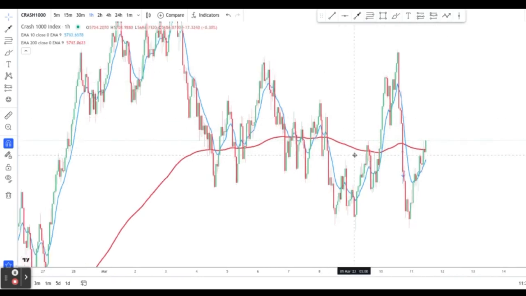You understand? So anytime you see price in between the 10 and 200 moving average like this, it's better you stay out of the market, because the market is ranging, and that can only happen on higher time frame. You understand?